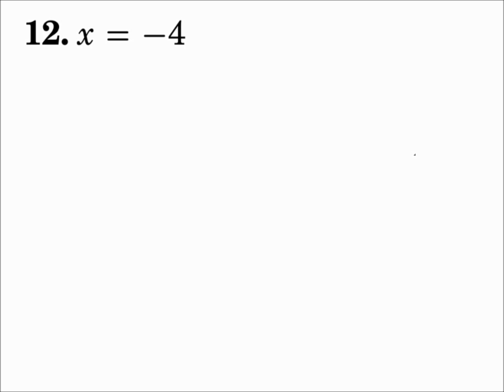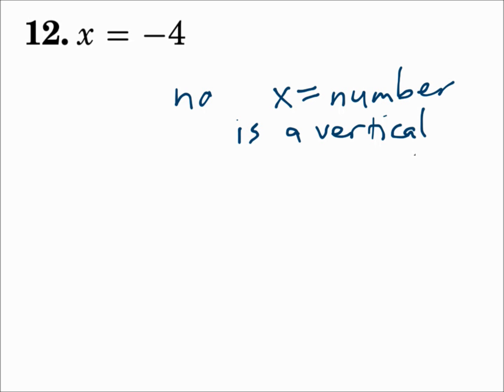Number 12, x equals -4. When x equals a number, that's a vertical line. This is not a function. You cannot have x equals a number.